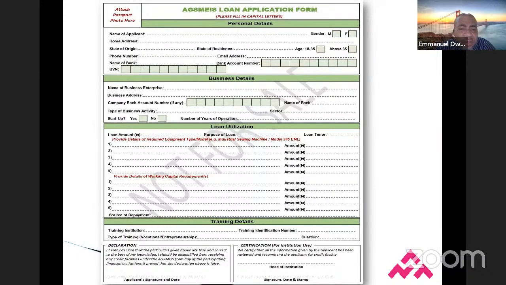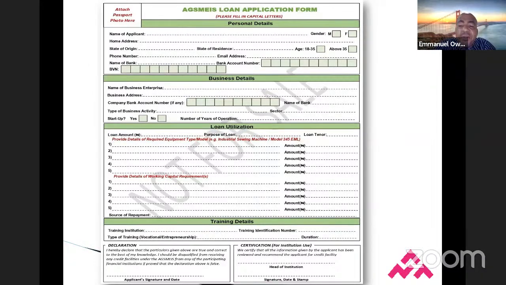Now, the loan utilization, they say loan amount. I've seen that most people fill 10 million naira. Purpose of loan. That is another tricky one. If you are in business, you have been running your garri business on a small scale, you now put expansion. Want to expand the business.